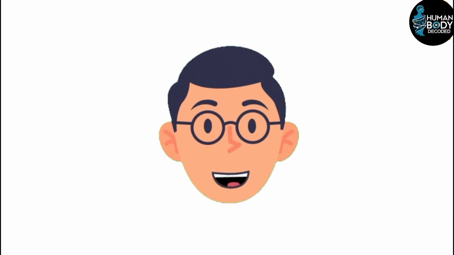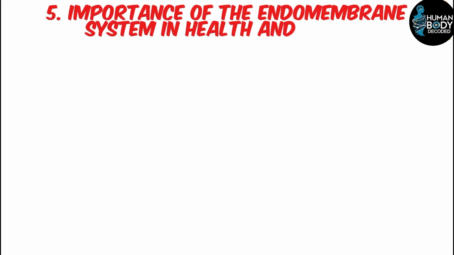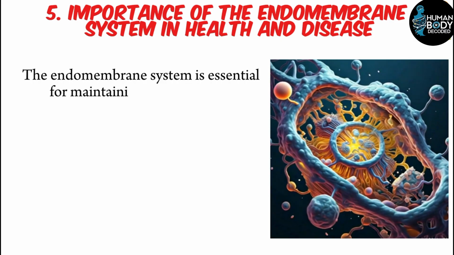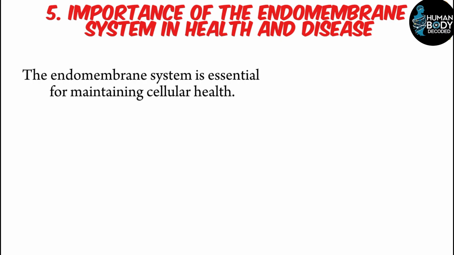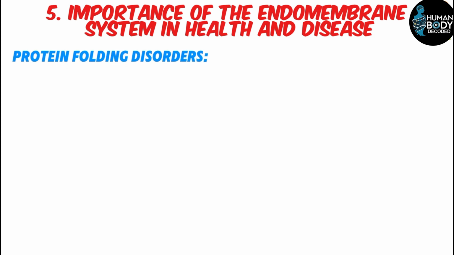Let's move to its importance. 5. Importance of the endomembrane system in health and disease. The endomembrane system is essential for maintaining cellular health. Any disruption in its function can lead to serious diseases. For example, protein folding disorders.